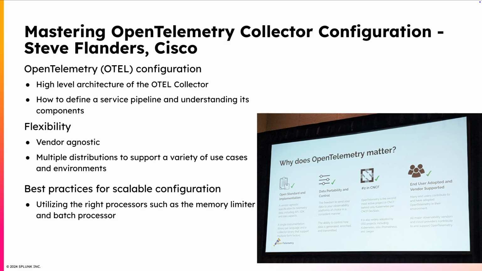When demonstrating example configurations for the OpenTelemetry Collector, the speaker also talked about best practices for scalable configuration, which included utilizing the right processors like the memory limiter and batch processor. For instance, if you implement the batch processor in your pipeline, rather than sending each telemetry data point over the wire immediately when it's received from a data source, it will batch multiple telemetry data points together before sending those data points over the wire to your observability backend.